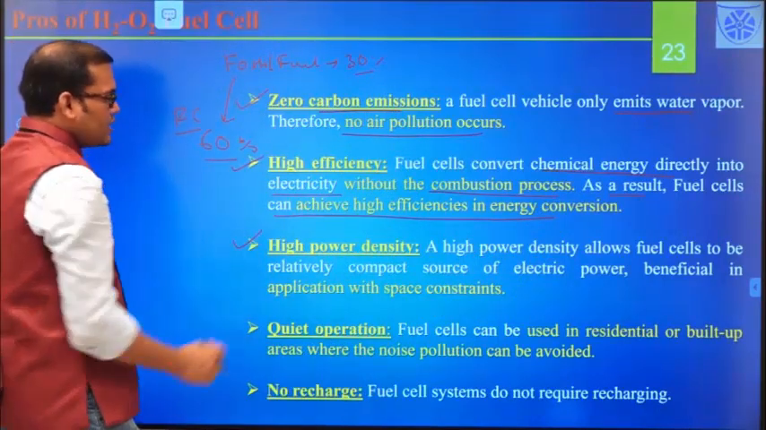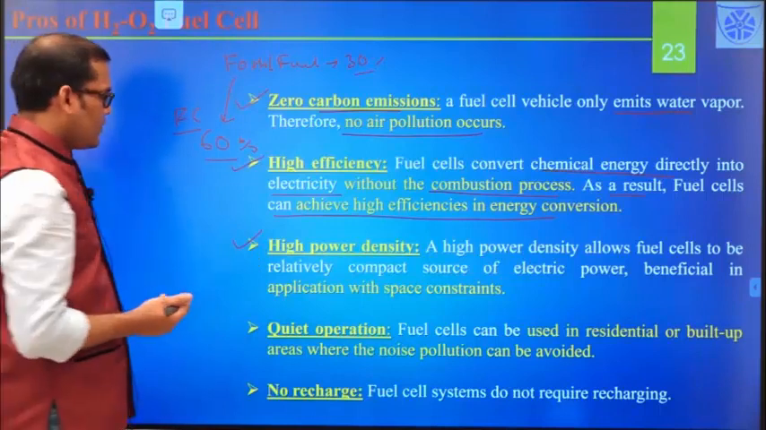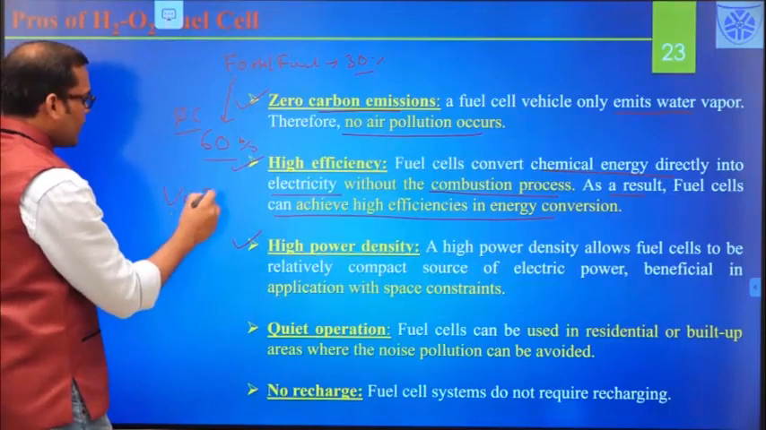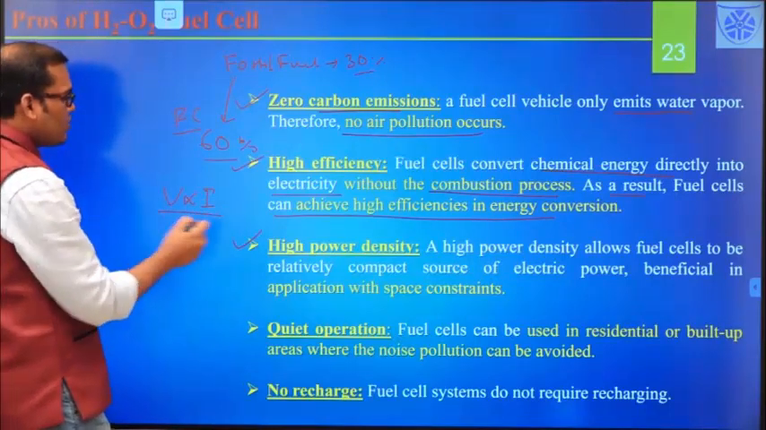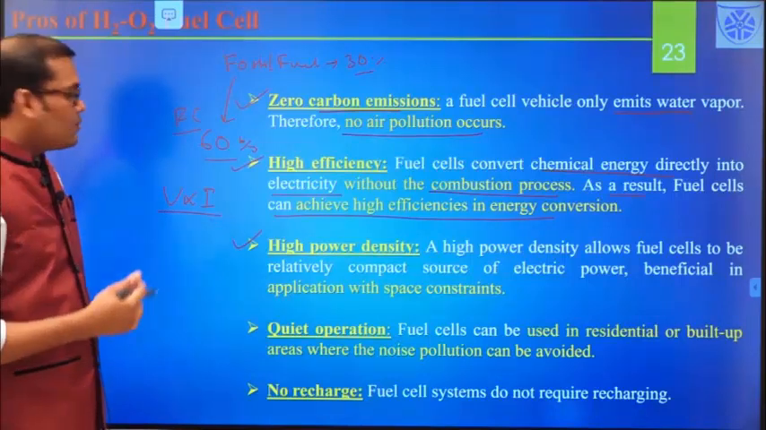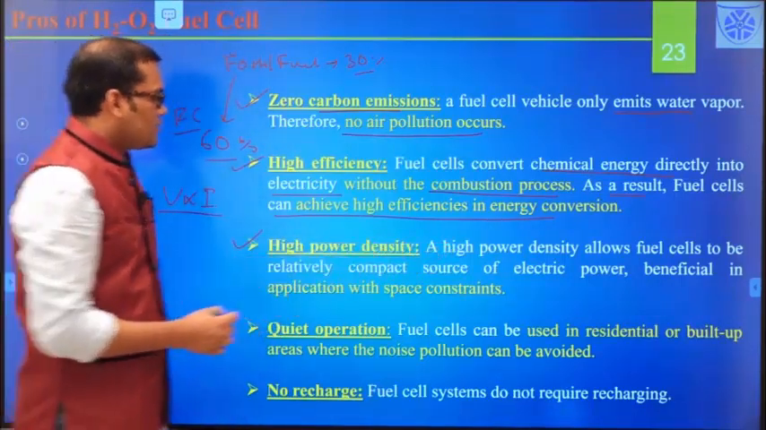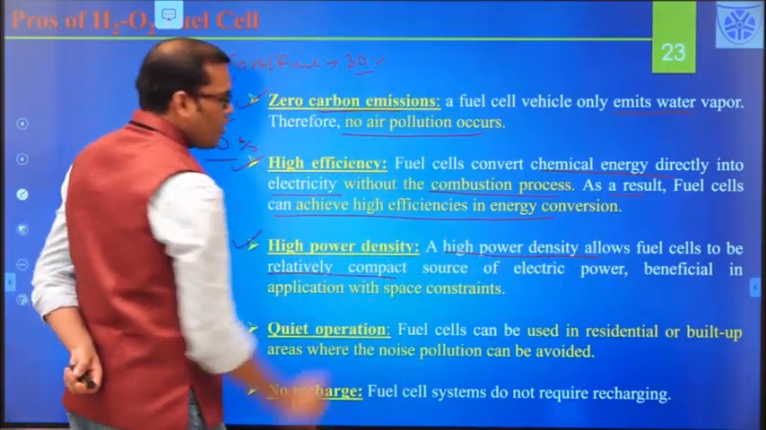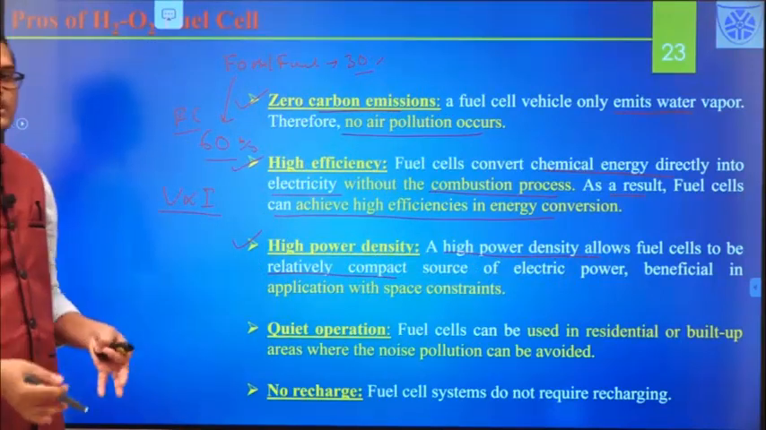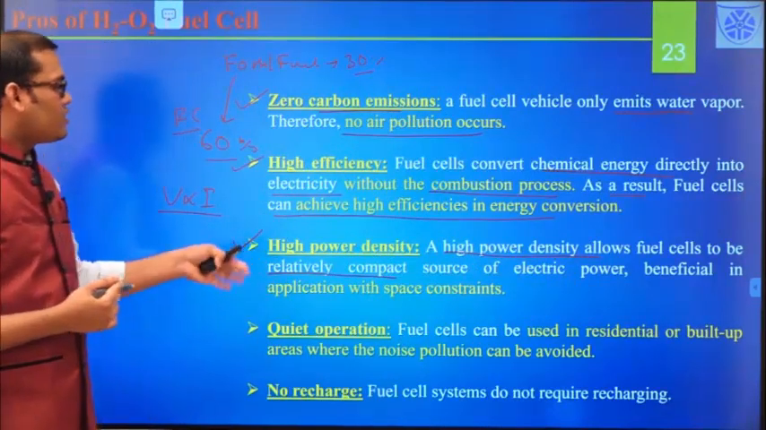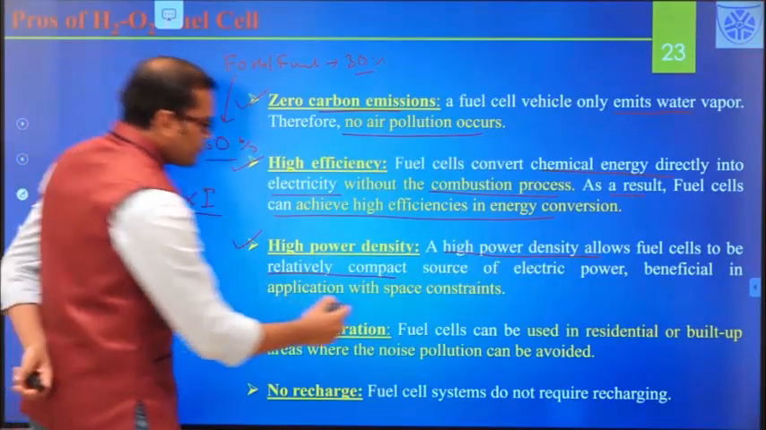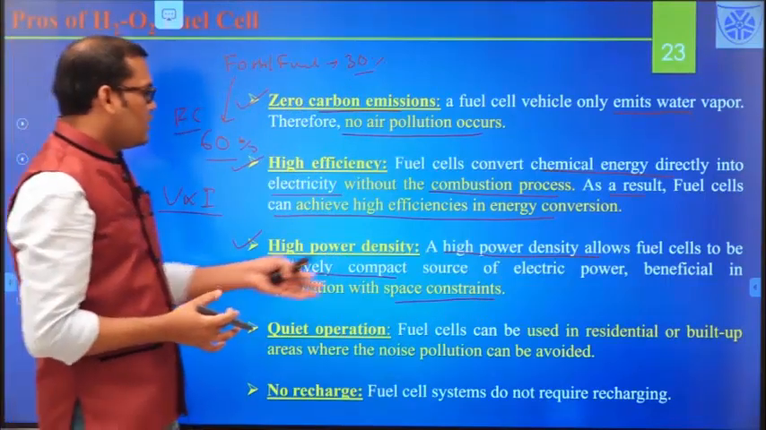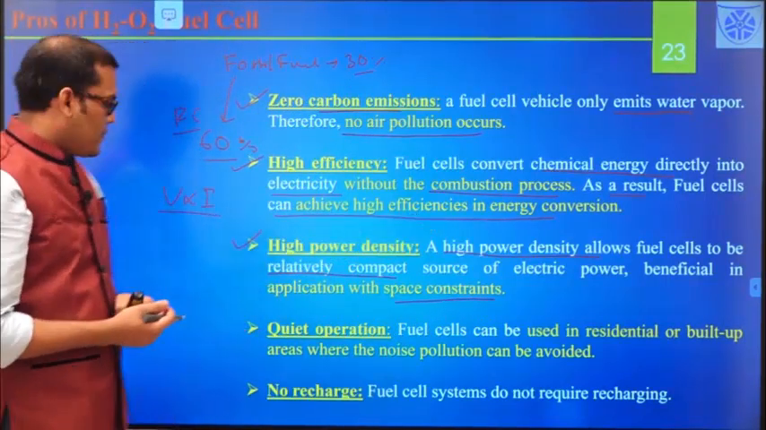Then it has high power density because it is a 4 electron process, right. So you have the 1.23 volt. Power you can represent as voltage times current. So you can extract 1.23 volt, and whatever the milliampere current is there, that will give the high power density of the system. It has higher power density, and that allows the fuel cell to be a relatively compact source of electric power. If you want instant power, you can use a hydrogen oxygen fuel cell, especially for space constraints and all. You can take a small fuel cell and use it as an instant power source.